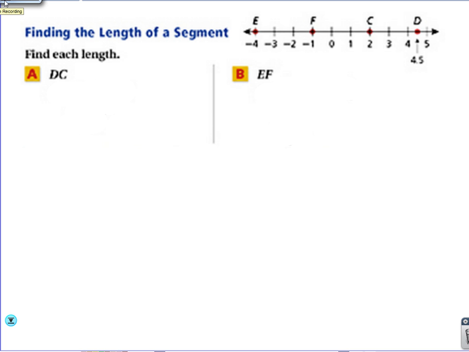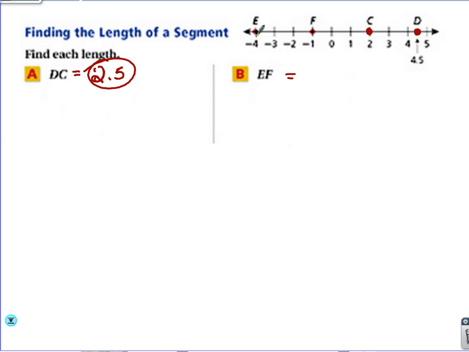Okay, the first set of problems says find the length of line segment DC. And notice there's no line over it. If they're talking about the length, a lot of times they won't put the line. But if we're looking for the length of DC, there's C and D. D is at 4.5, C is at 2. How are we going to find the length? It's a number line, and we're looking for how far it is from 2 over to 4.5. What do you do with those two numbers? Subtract. 4.5 minus 2 gives you a length of 2.5.